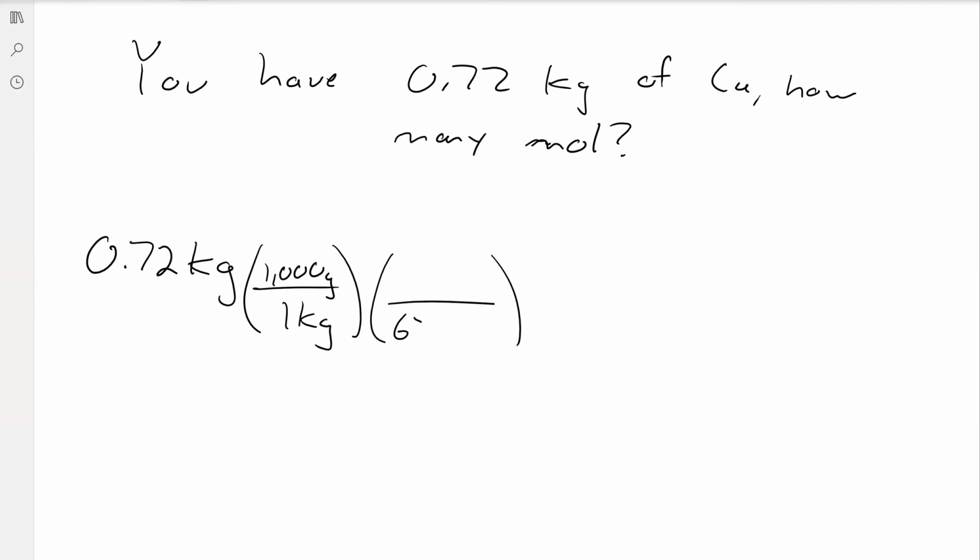This time the molar mass is going to go down on the bottom, or the numerical value is going to go down on the bottom. That way the grams cancel out with one another, right? Kilogram with kilogram, gram with gram, and now we're left with moles.